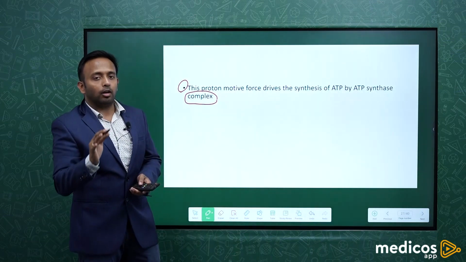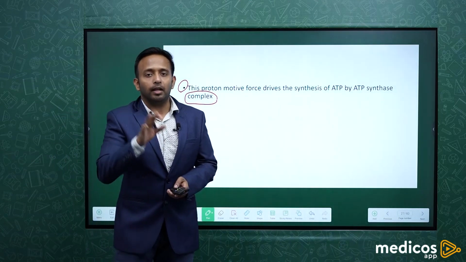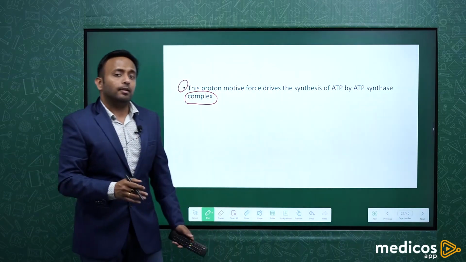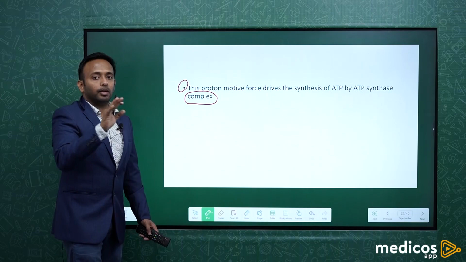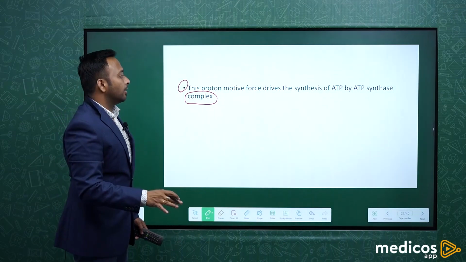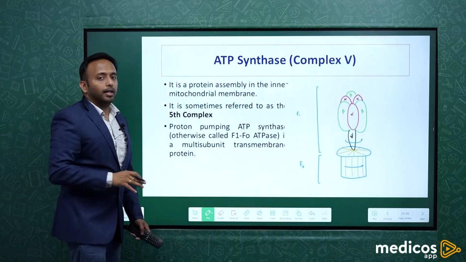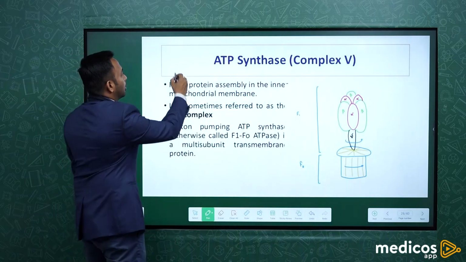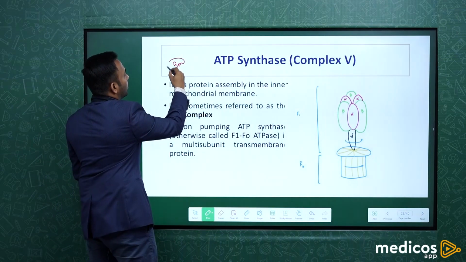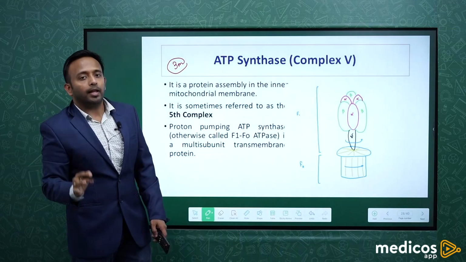We also term it as a fifth complex of the electron transport chain, which is the ATP synthase complex. So the ATP synthase complex is the one that can generate the ATPs from this gradient. So in exams, for a 3 mark question they will ask you to write about ATP synthase. So you should be able to draw the diagram also.